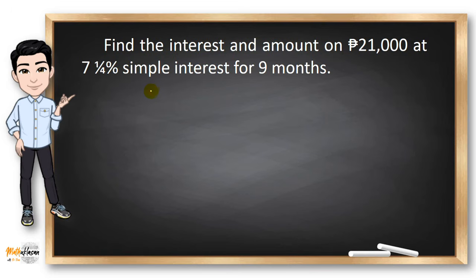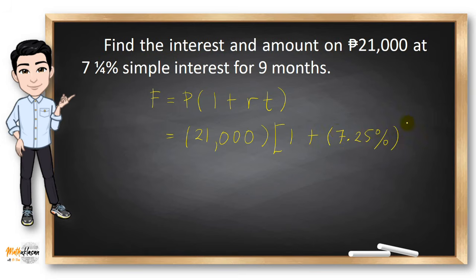As I mentioned a while ago, if you are after the final amount right away, you can use the formula P times 1 plus rate times the time. Here, the principal is 21,000 pesos. 1 plus the rate is 7.25% times 9/12, which is our time, will also give us the value of 22,141.88 pesos. So we will get the same answer.